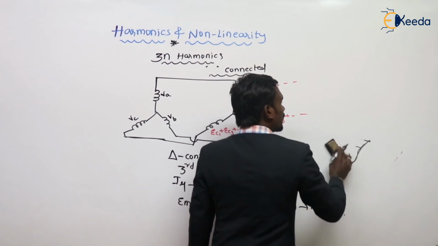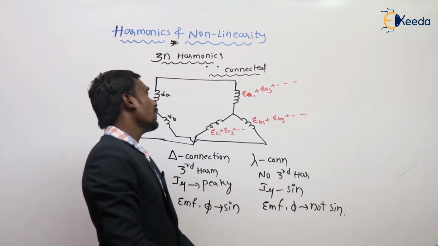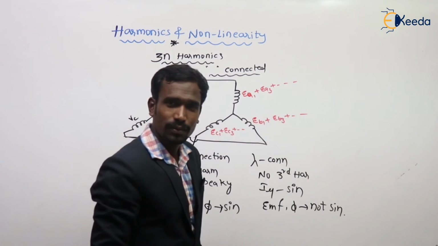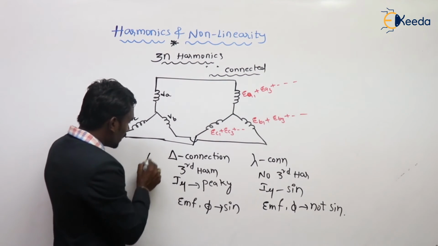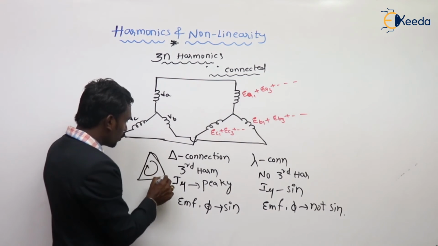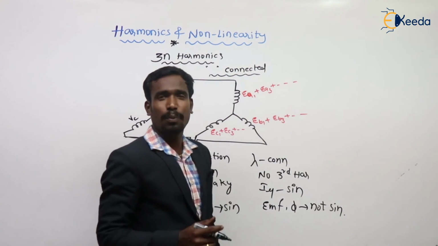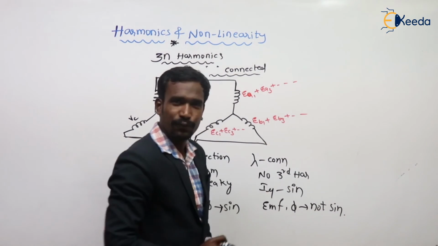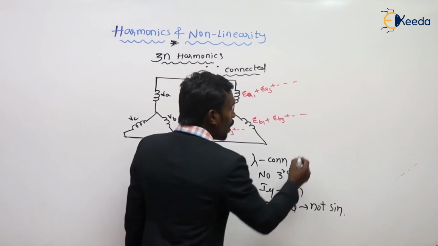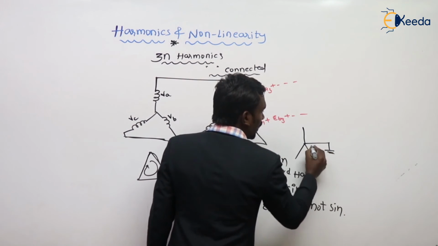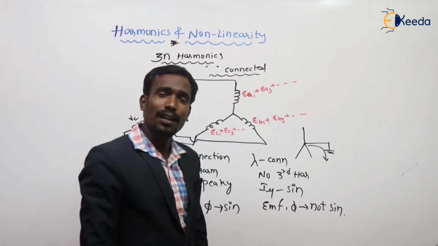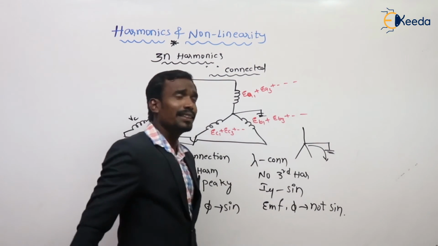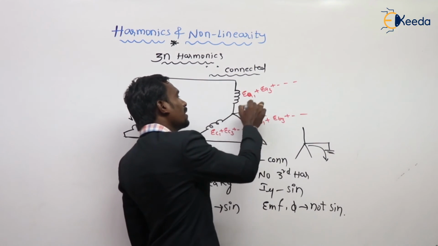Then how can we get a sinusoidal EMF in star connection? In delta we have a closed path, but in star there is no closed path. If there is a closed path for third harmonics, then we can get the sinusoidal EMF. How can we get the closed path? By providing the neutral grounding. If the star is neutrally grounded, then the third harmonics take the closed path.